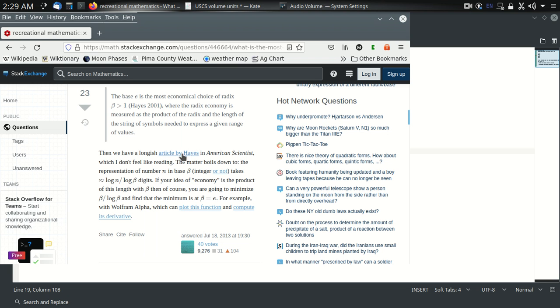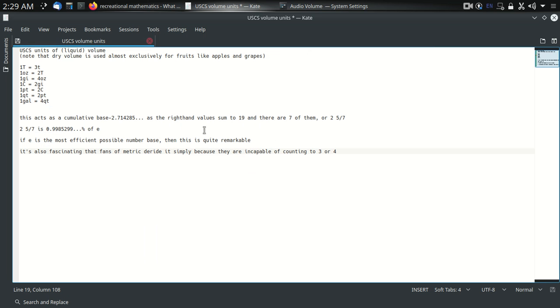right? So the length of your string is going to be log n over log β, whatever your number is. The reason you're multiplying it by β is because that's how many options you have for each digit. So that's the reason that you're doing that. Yeah. So there is some real truth in this economy being at β equals e. So this is amazing.